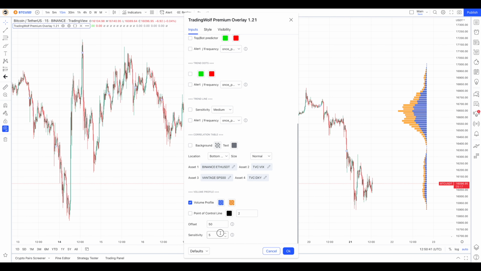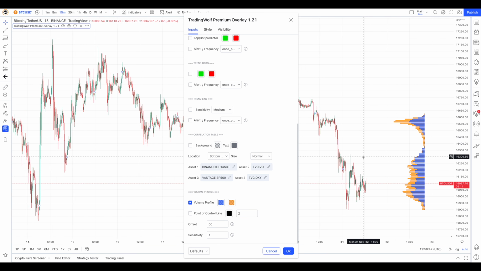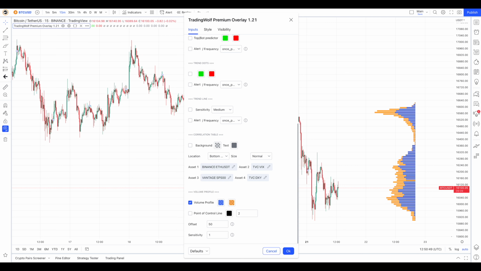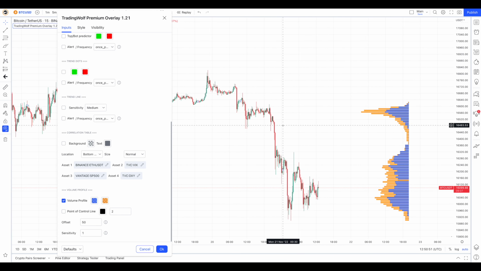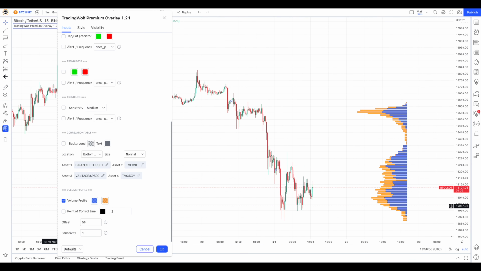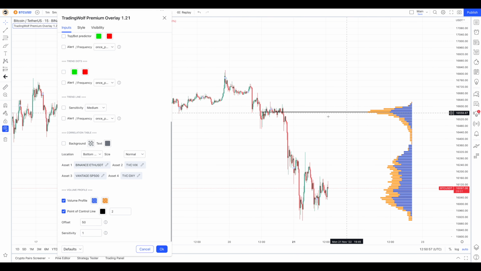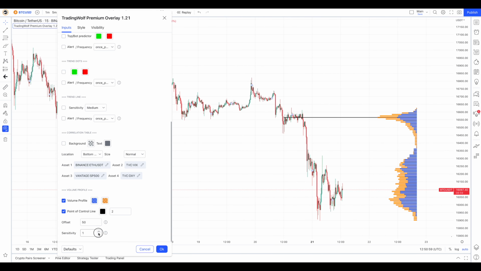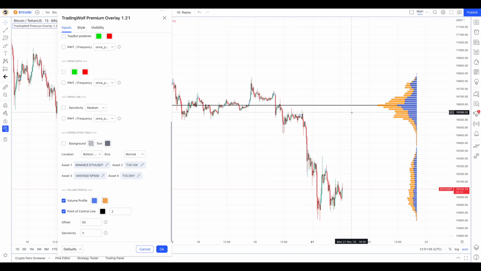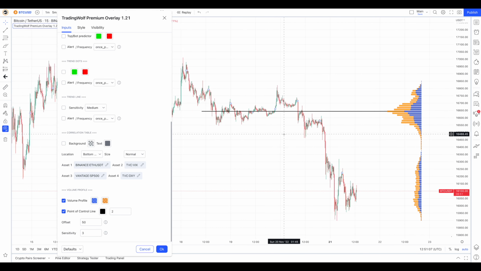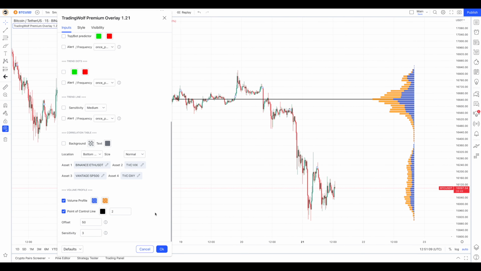And then finally we've got the sensitivity. This ranges from 1 to 5. 1 will be the most reactive and working on the shortest range. So you can see here we're getting very different values. I'm going to put the point of control line back on, and you're getting a slightly different point of control line once again. But you can play about with this and see what you like. We quite like looking over a larger range because those values tend to give more significance as they've got more data to back them.